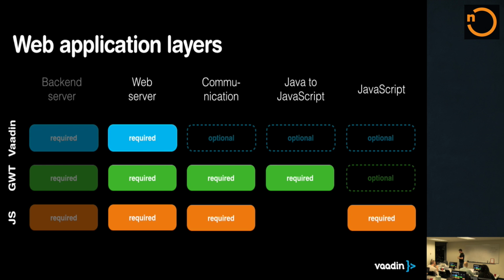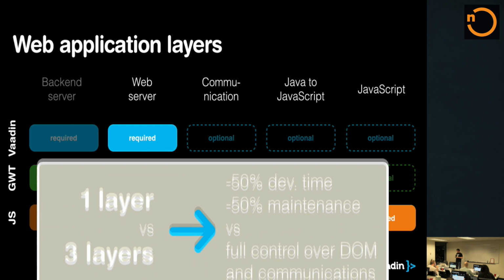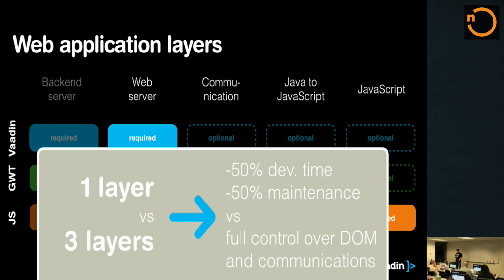So if you're comparing these, basically one layer versus three layers, there are pros and cons in both. If you are having one layer only, it's quite obvious that you're writing less code, you're writing fewer layers yourself. So it's basically half the code, half the maintenance, much faster to develop. But if you are writing all the layers by yourself, then you have full control over the whole experience.